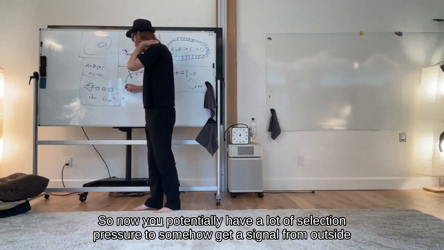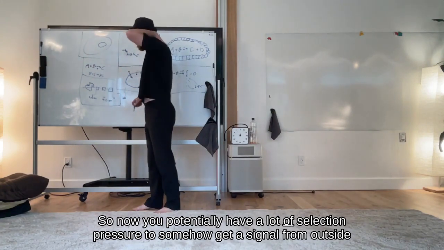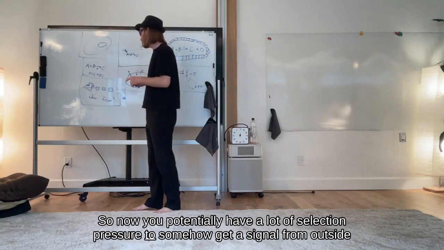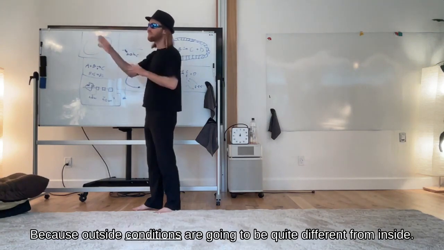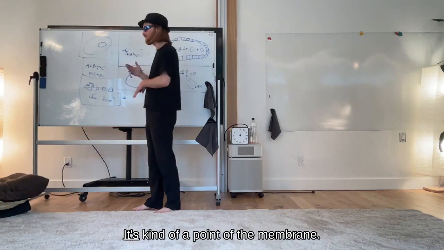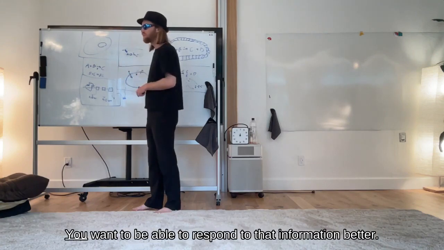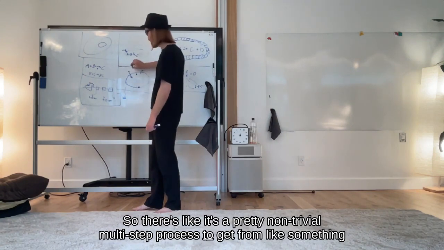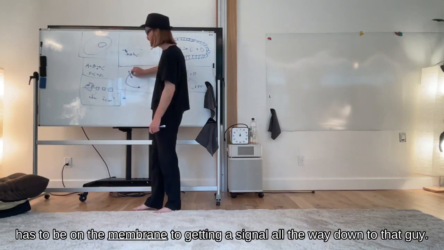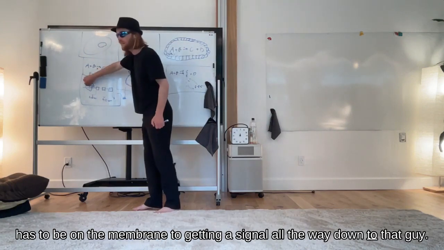So now you potentially have a lot of selection pressure to somehow get a signal from outside the cell in, right? Because outside conditions are going to be quite different from inside. That's kind of the point of a membrane. You want to be able to respond to that information better. So it's a pretty non-trivial multi-step process to get from something on the membrane to getting a signal all the way down to that guy.